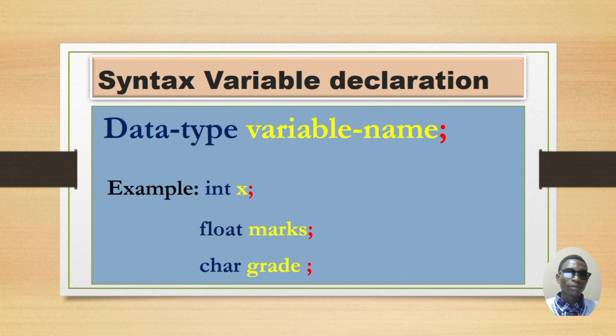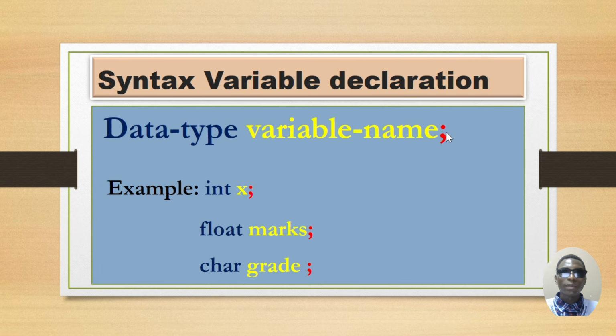So let us see how we can do it. Here is the syntax for variable declaration. You should follow this syntax. First of all, we write the data type. Do you see? Data type here. Then the variable name, and it ends with a semicolon.